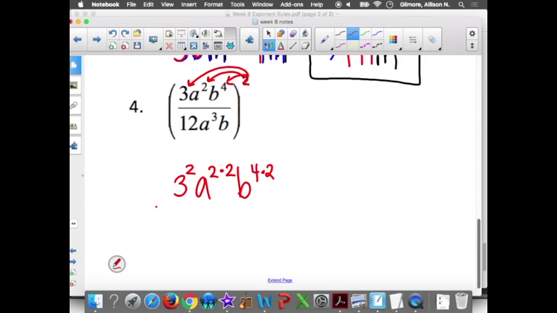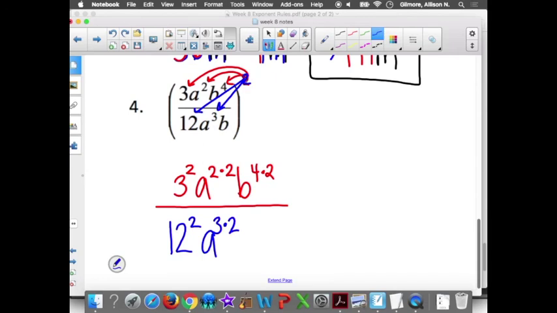We also have to distribute our exponent of 2 to the denominator. So it's going to go to the 12. So 12 to the 2nd power. It's going to go to our a to the 3rd. A to the 3rd times 2. And it's going to go to our b. B to the 1 times 2.